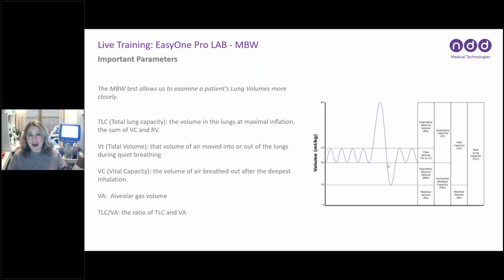So we'll start off with that TLC. This is the volume in the lungs at the maximal inflation. So the biggest breath in, and then the sum of our vital capacity and our residual volume.